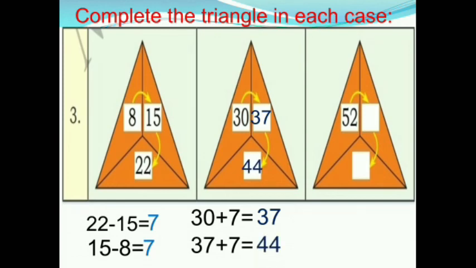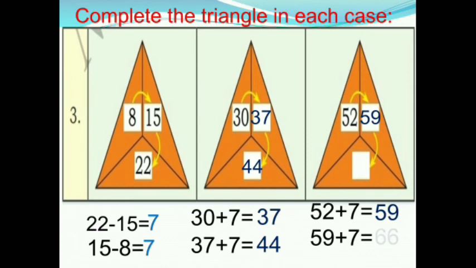In next triangle, first we have 52. To find the next number, we should add 7 to 52. 52 plus 7, 59. So we should write 59. To find the next number, we should add 7 to 59. 59 plus 7 is equal to 66. So we should write 66.